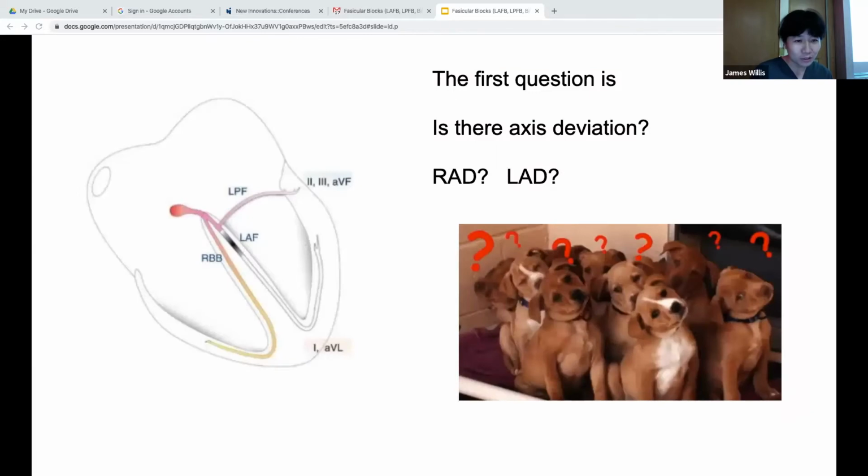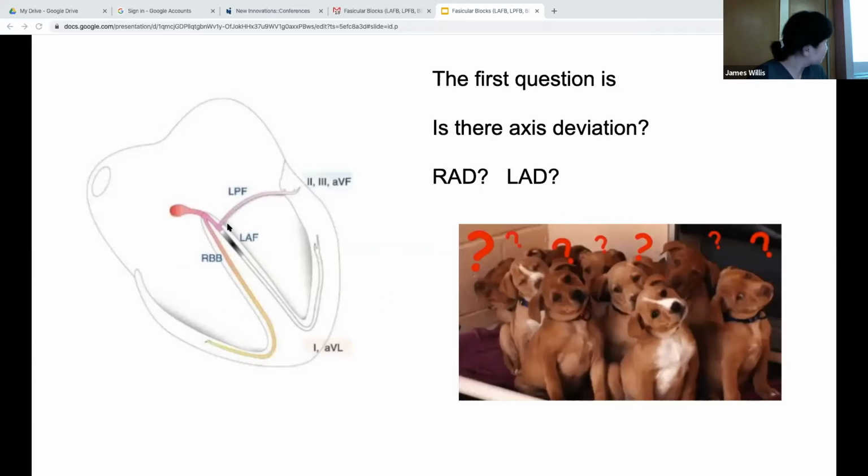So the first question, whenever you're looking at an EKG to help determine if there is any of these blocks, is if there's any axis deviation. The reason is, this is a diagram from Marriott's EKG book with the fascicles. So you have your AV node, and then your His-Purkinje system, which is these guys, your right bundle, and then your left ones go to the left posterior and the left anterior.